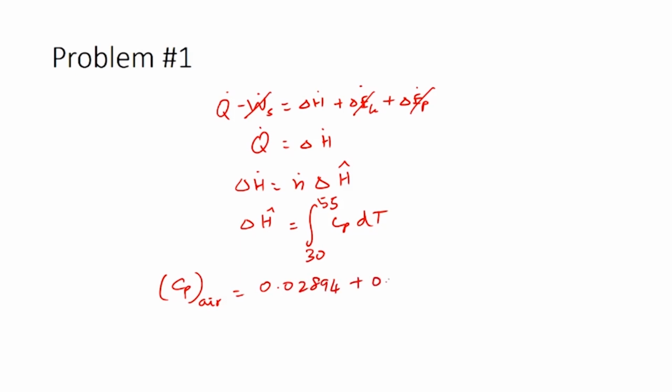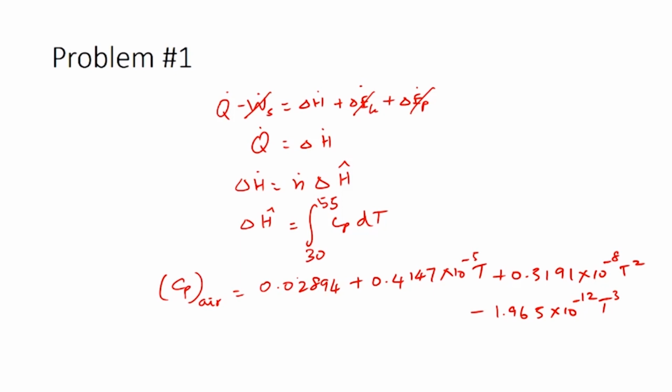0.02894 plus 0.4147 times 10 power minus 5 T plus 0.3191 times 10 power minus 8 T squared minus 1.965 times 10 power minus 12 T cube. Integrating this Cp from 30 to 55, you would get the delta H cap value as 0.728 kilojoules per mole. So, we now have delta H cap.